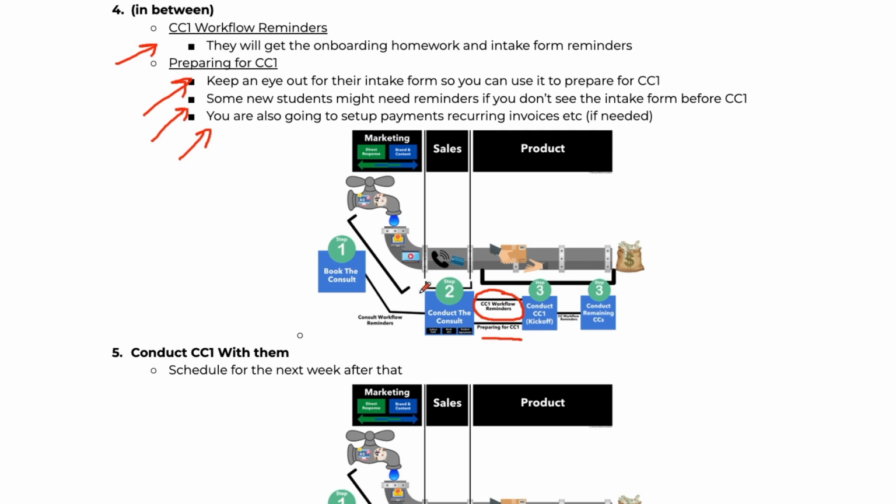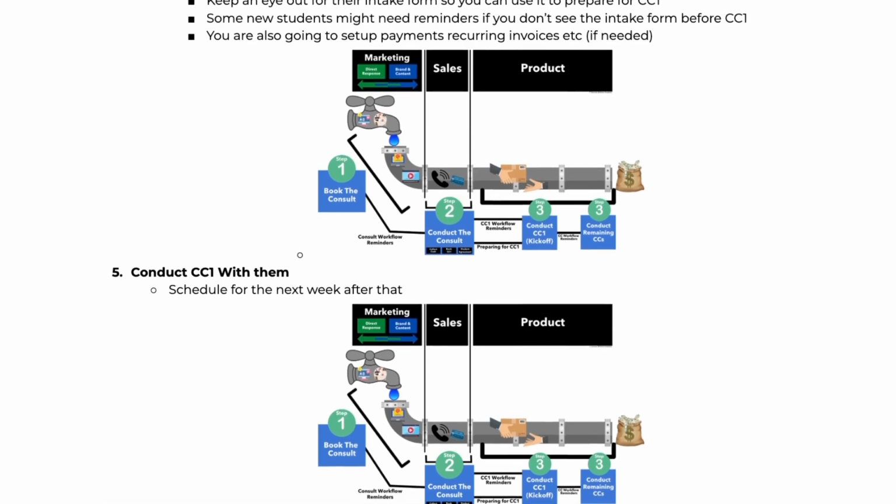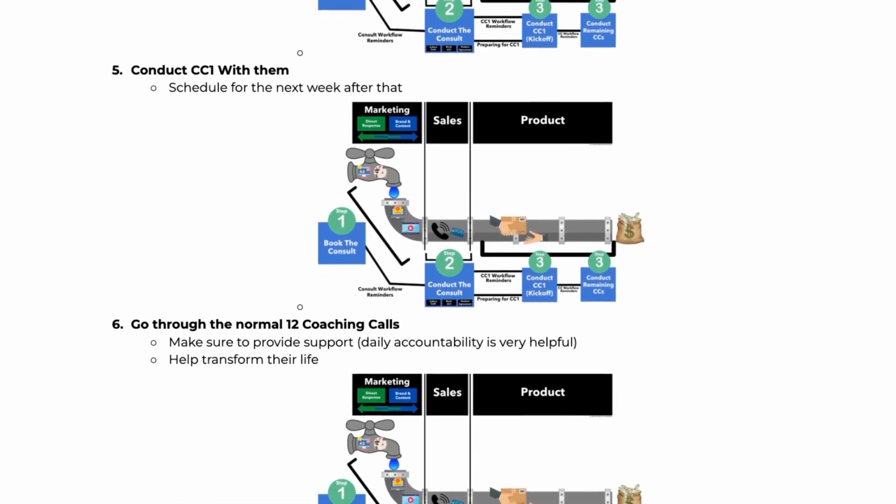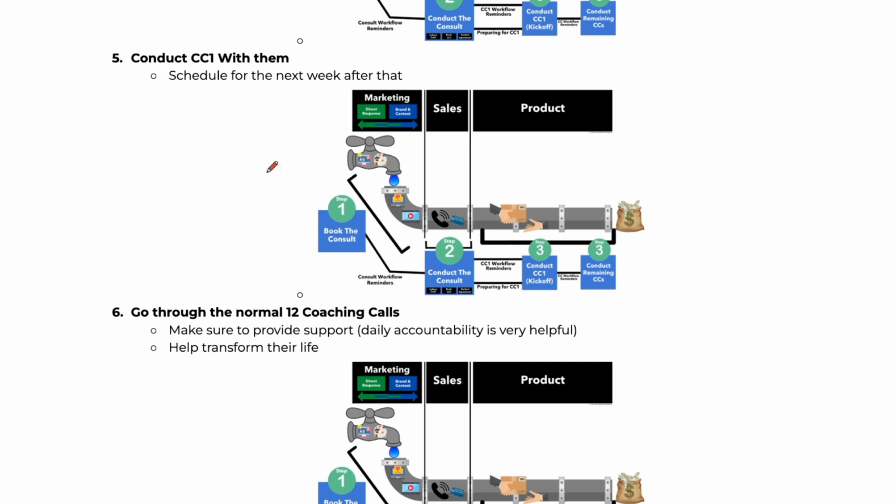Then after that, what's going to happen next is that you're going to actually conduct coaching call number one with them, right? Make sure you do everything that we talked about when we went through the scripts around that. If you need to make any tweaks, you're going to conduct coaching call number one. You're going to set up their goals, set up their foundations, all of that, right? And then at the end of that call, you're going to schedule the next week after that, okay?